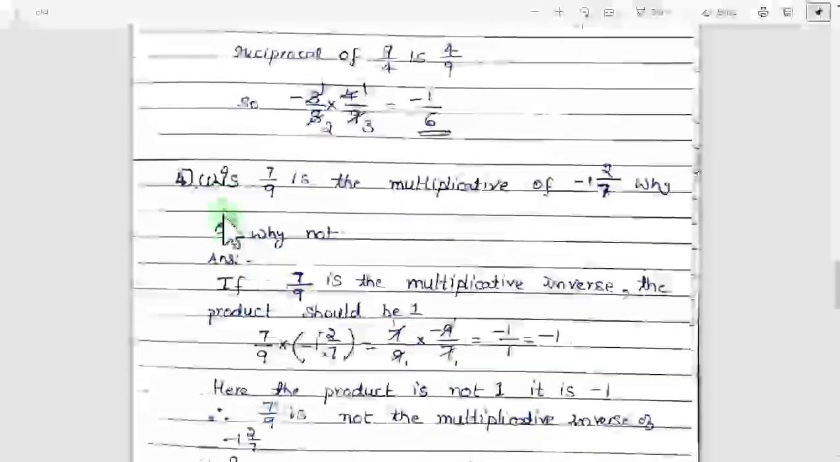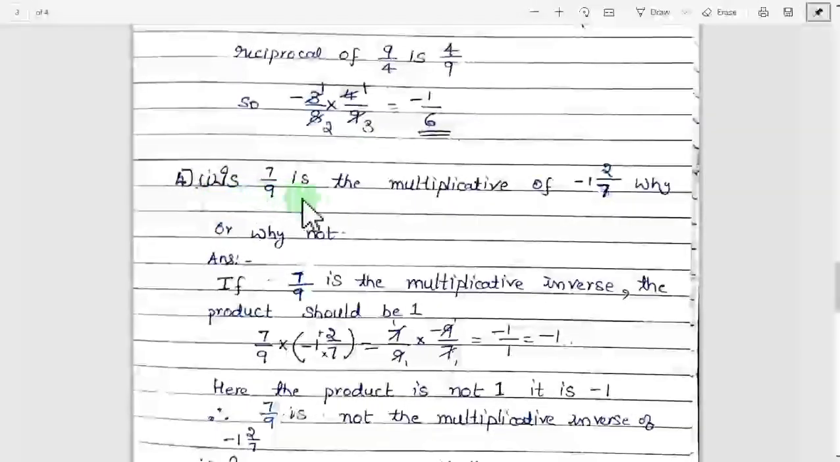Next example sum: is 7 by 9 the multiplicative inverse of minus 1 2 by 7? Why or why not? This is the question given. Multiplicative inverse, this you have learnt in the last class. A multiplicative inverse, if you multiply it to the given rational number, should give you the answer 1. Now we have to check whether 7 by 9 is the multiplicative inverse of minus 1 2 by 7 or not. If you get the answer 1 when you multiply, then that is the multiplicative inverse.